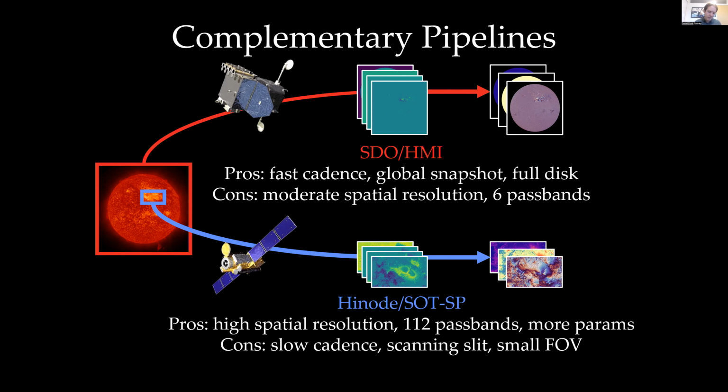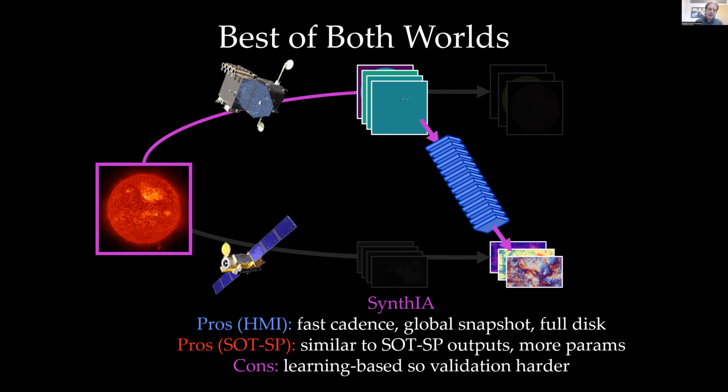Of course we can build inversion techniques for each of these pipelines, and people have done this. One of the things we realized we could do is build inversion techniques which go from one instrument's observations to another instrument's inversions or magnetic field. And so we produced a system which we call SynthIA. It takes HMI observations and attempts to produce inversions or outputs that are very similar to the SP instrument.